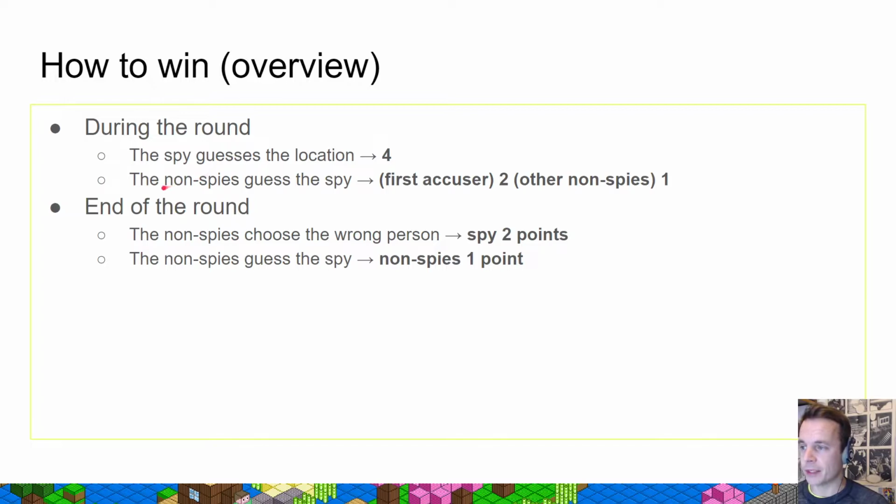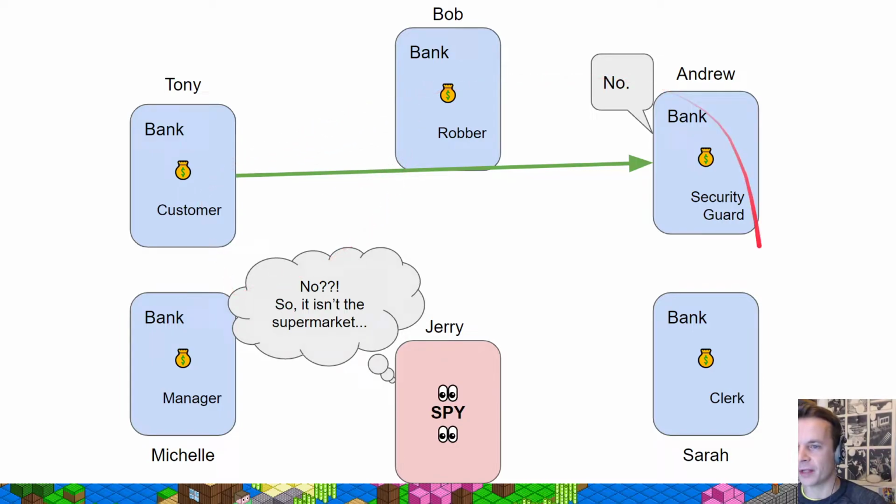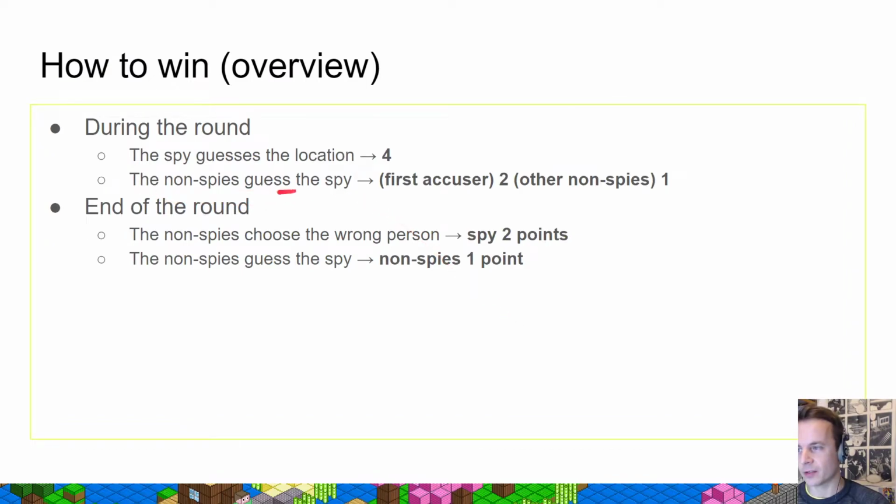Also during the round, if the non-spies, for example, if everybody thought that Jerry was suspicious, they can say, okay, stop. We all think you're the spy, Jerry. Are you the spy? If they find that Jerry is the spy, they win. If they accuse the spy during the round, the first person to accuse gets 2 points, and the other players get 1 point. So yes, you can win during the round.